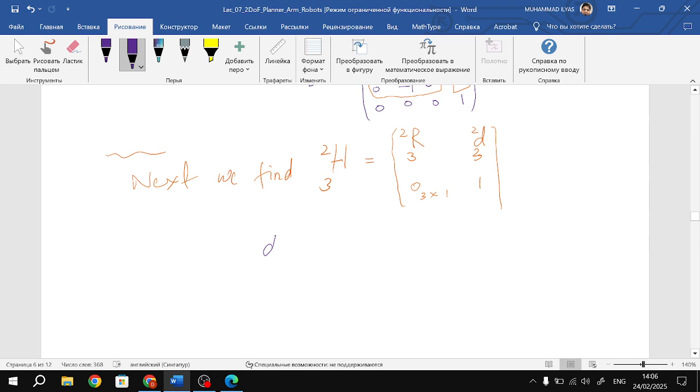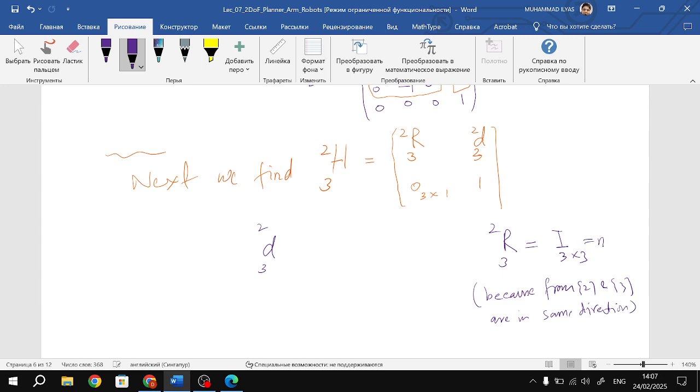So first we have to find D3 to 2, and we already decided that our rotation 3 to 2 is the identity matrix. Why? Because frames 2 and 3 are in the same direction, so it will be the identity matrix. No rotation. Identity matrix means no rotation. Clear? Okay, this is done.